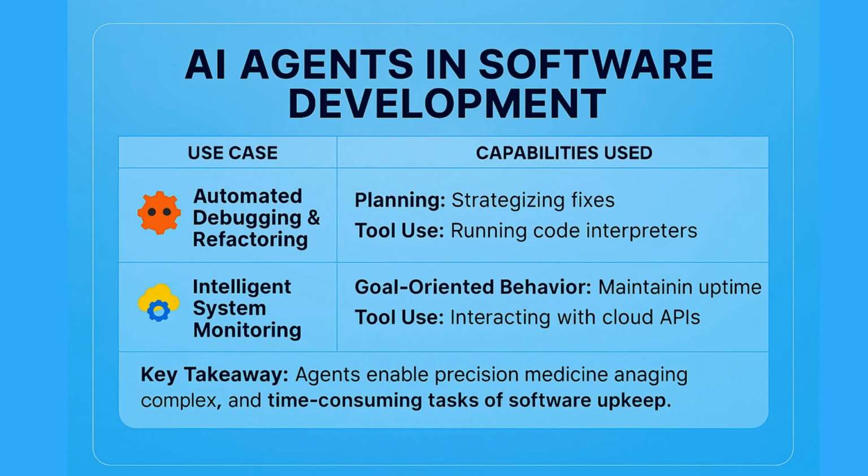In system monitoring, agents operate with goal-oriented precision, maintaining high uptime by predicting failures and taking corrective actions via cloud APIs. Their ability to autoscale resources or restart services ensures resilience in large-scale deployments. The integration of planning, tool use, and reflection enables these agents to handle tasks that were traditionally manual and time consuming. The key takeaway is clear: development agents are not just supporting developers, they are transforming software maintenance into a proactive, intelligent process, paving the way for more reliable, scalable, and efficient systems.